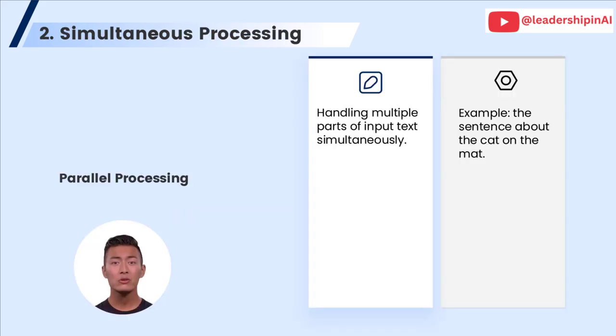The second special feature of transformers is that they can process multiple parts simultaneously. When handling language, traditional language models are sequential, meaning they process one word at a time. Transformers are an improvement in this area because they focus on multiple parts of the input text simultaneously, speeding up the process of understanding and generating text. For example, in the sentence, "The cat sat on the mat," transformers can process cat, sat, on, the, and mat at the same time.